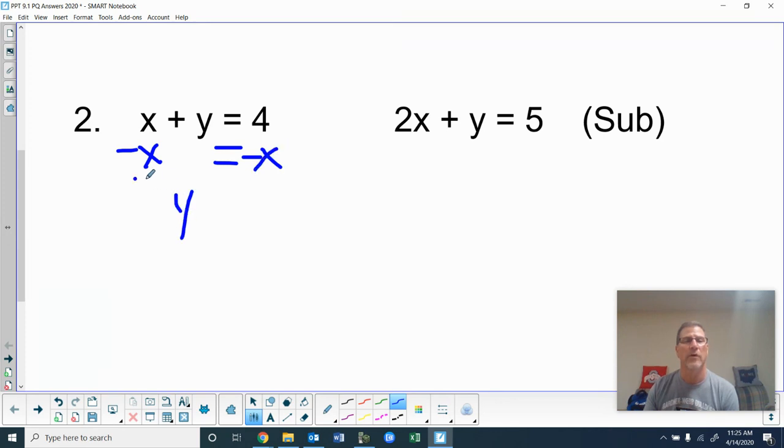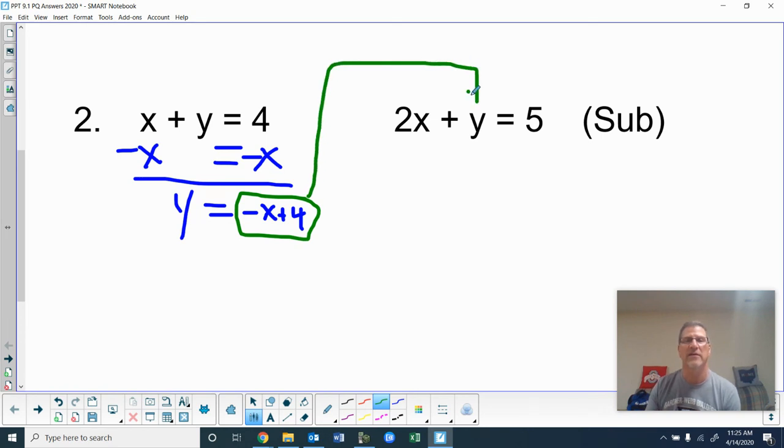So that's y equals negative x plus 4. And I'm going to take that, negative x plus 4, and I'm going to substitute it in for y in the other equation. Make sure you go to the other equation. So this equation becomes 2x plus, and then I'm substituting negative x plus 4 in for the y, and then equals 5. And then I'm going to solve this for x.